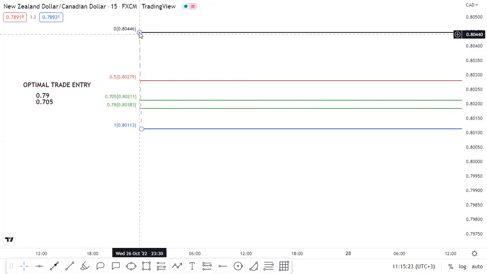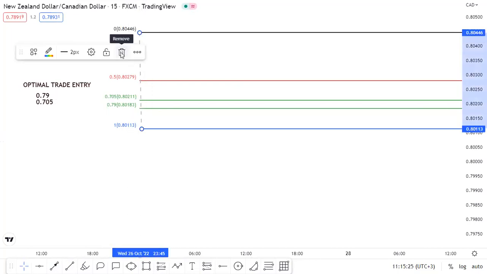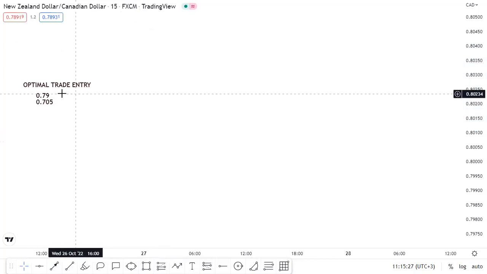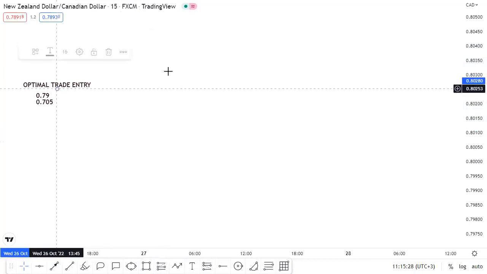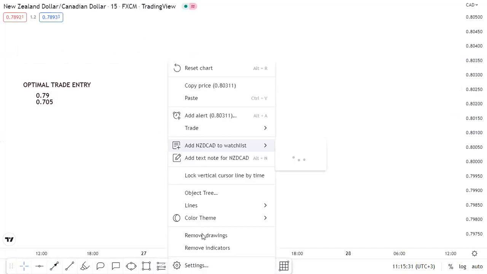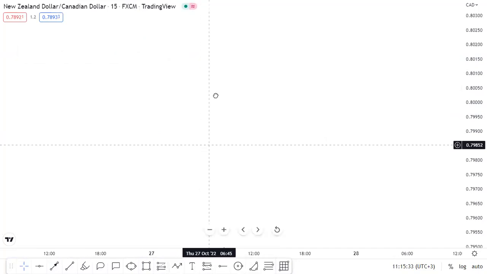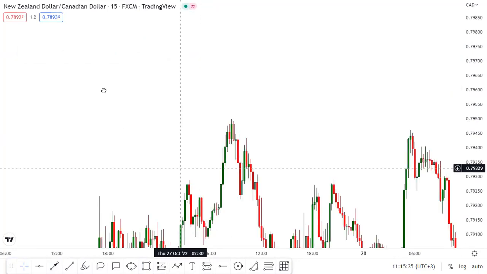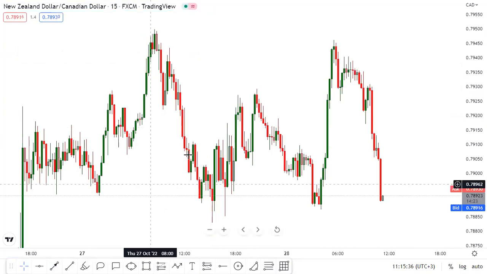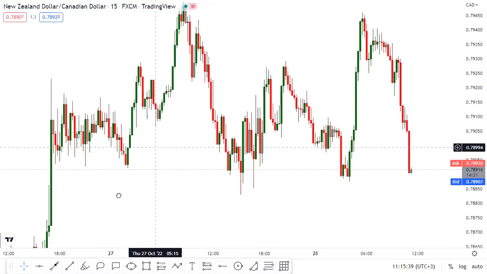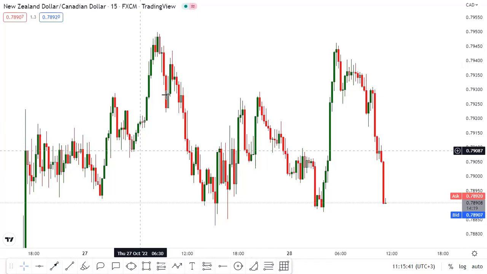That's how you can use the Fibonacci tool to help us correctly locate our zones of buying and our zones of selling. That's how we can find our areas of buying and selling.